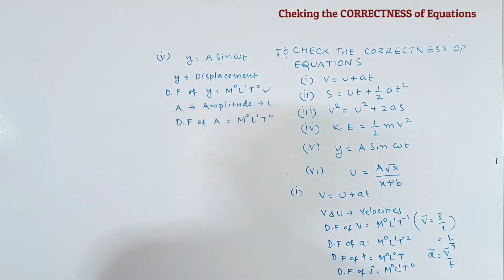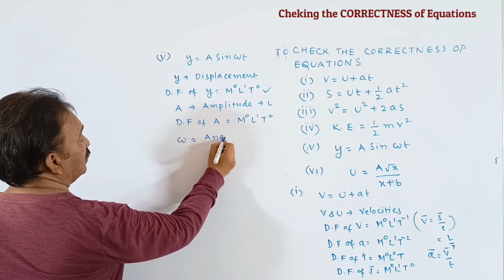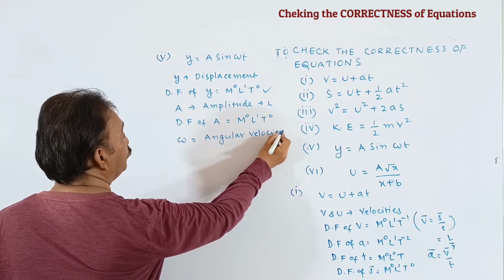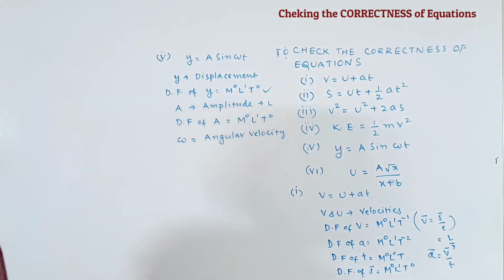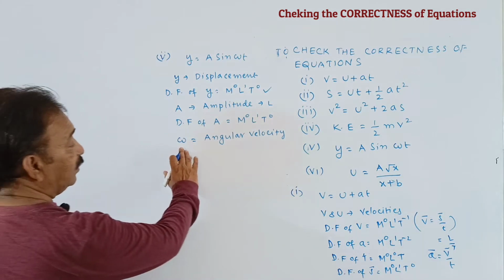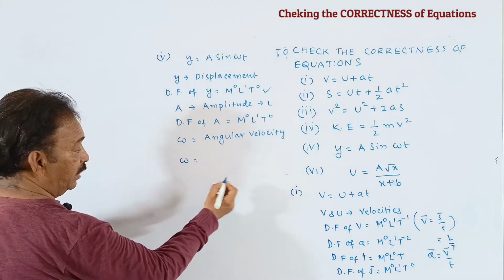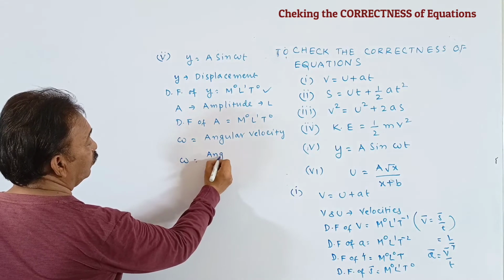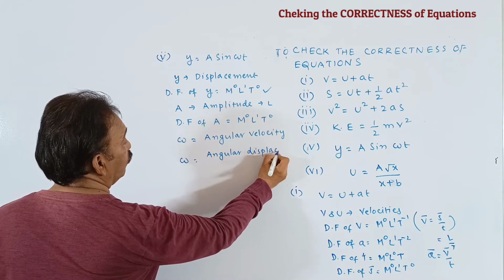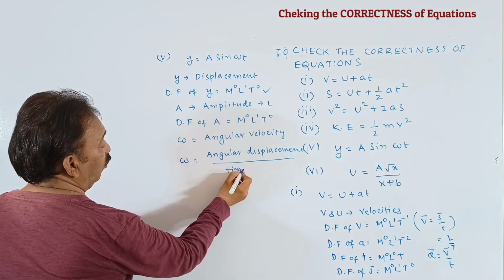And the third one is the angular velocity, students. Omega is angular velocity. This is related to a rotating body, or to circular motion. What is angular velocity, we have to understand. The definition can be written as angular velocity omega is equal to angular displacement upon time. And what is the angular displacement?